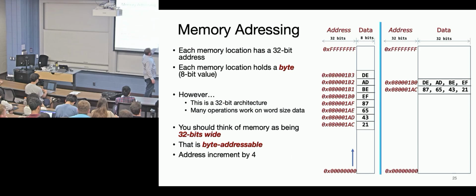So 1AC, and then you increment to 1AD, so memory is increasing here. Those are all individual places you can put a byte. It's much easier to think about this as addresses incrementing by 4, okay? And now at location 1AC, you get that entire word.